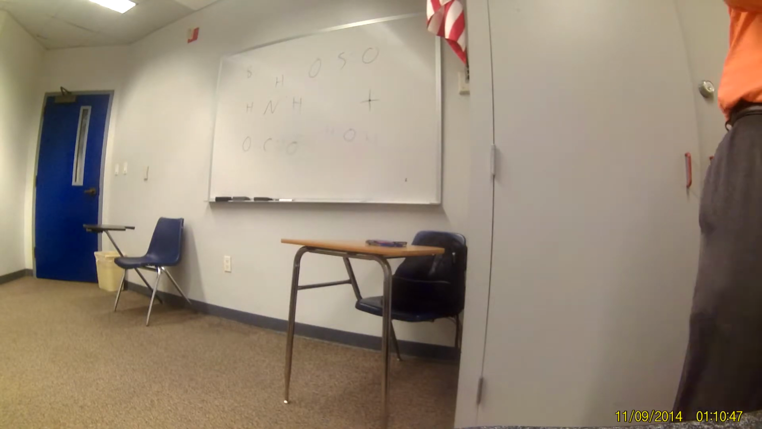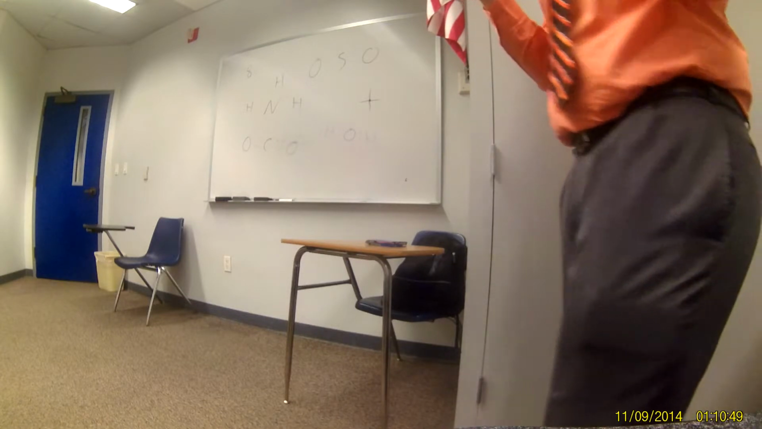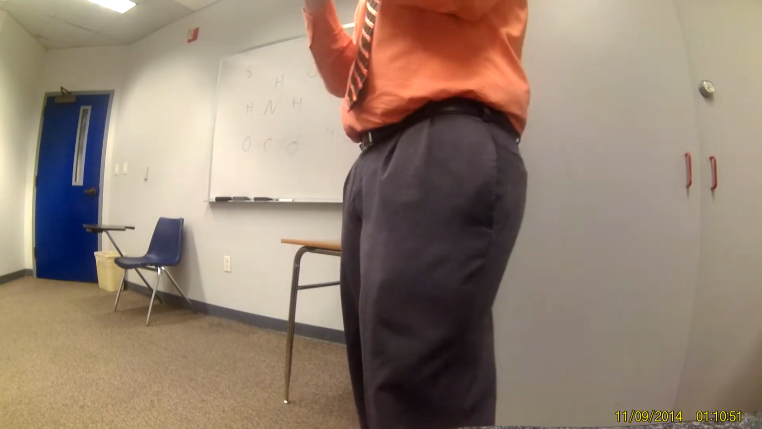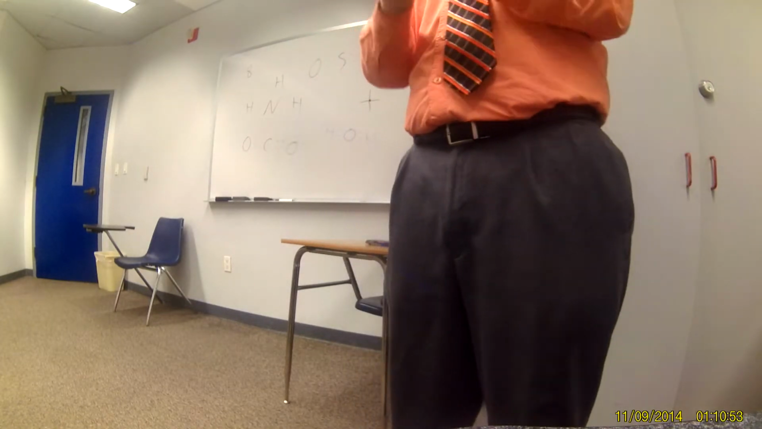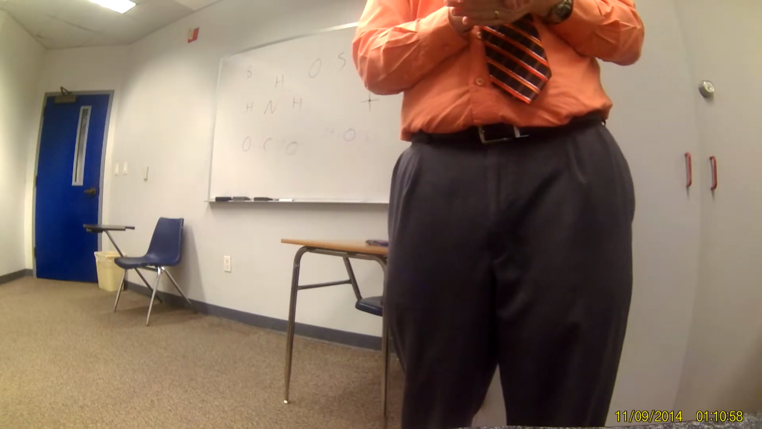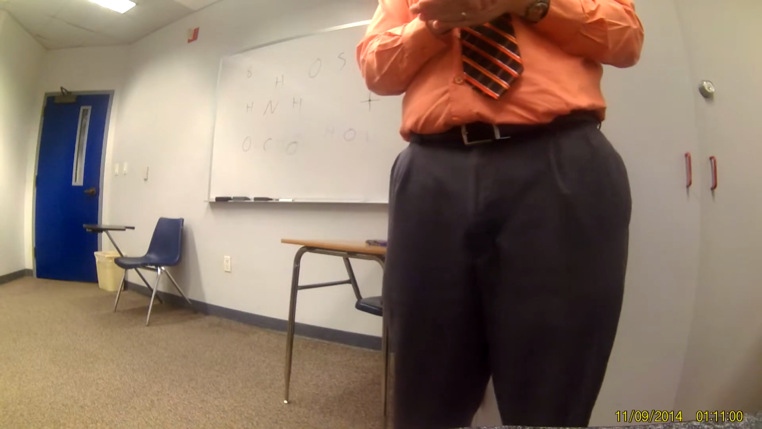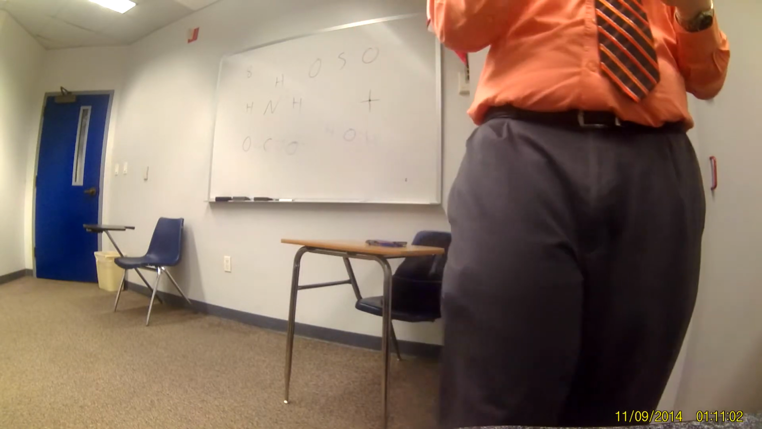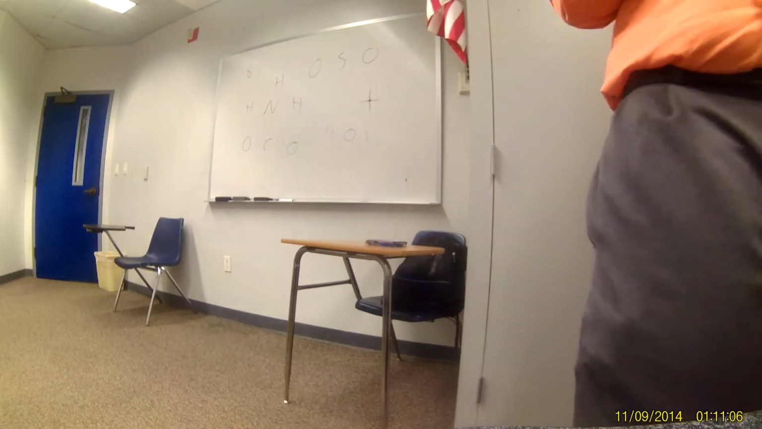Okay. So, we now have to put all of this together. This is the type of problem you would see on a quiz or an exam. All we're given is a formula. What is the shape of the nitrite ion?